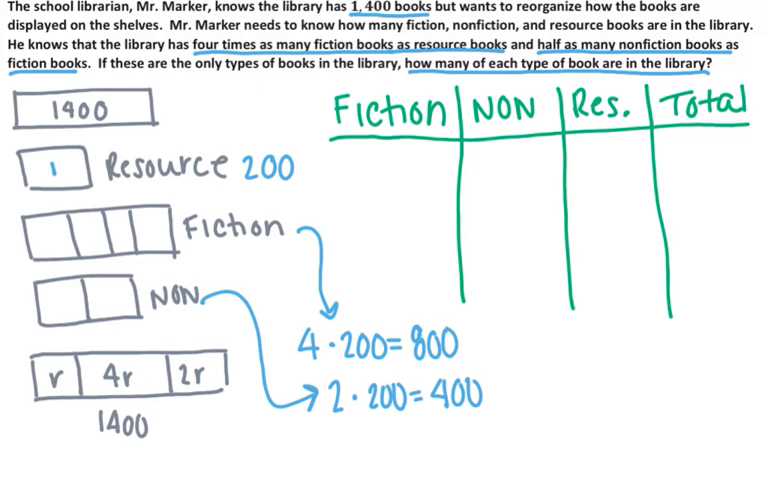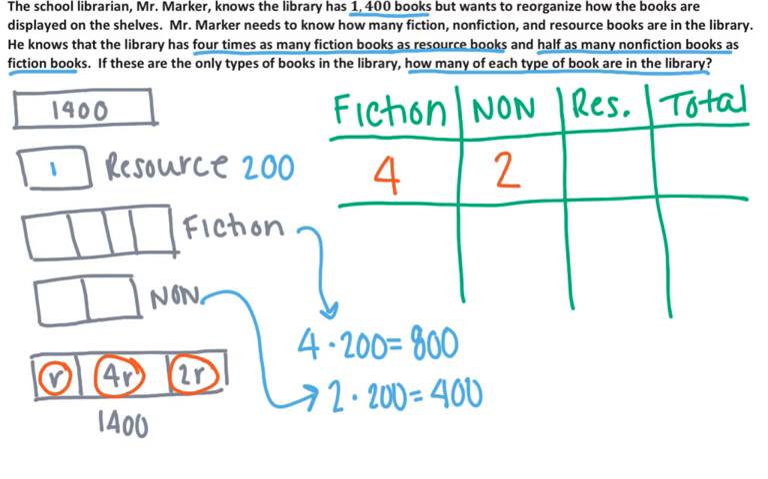So the first thing in our table we're going to do is put in the variables that were down here, but we're only going to put in the numbers. So instead of writing 4R for fiction, we're just going to write 4. Instead of writing 2 R's for nonfiction, we're just going to write 2. And a single R is just 1. So in resource, it will be 1. Add them all up for the total. So 4 plus 2 plus 1, and we get 7.